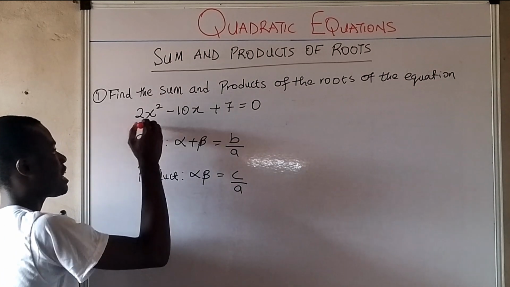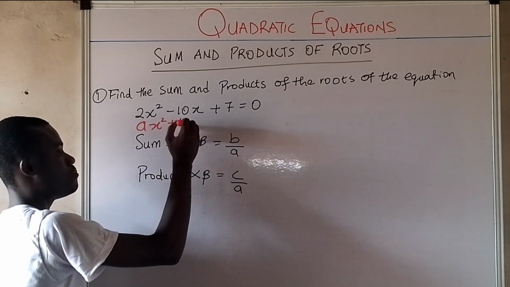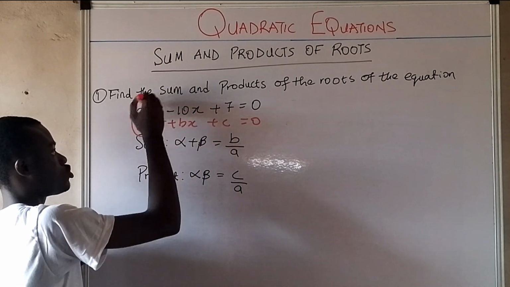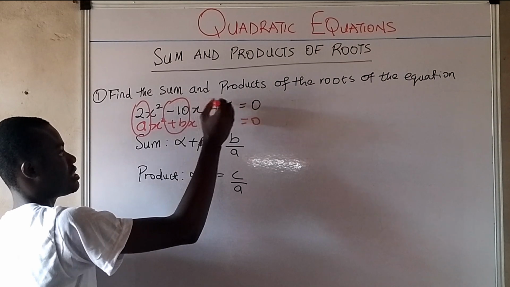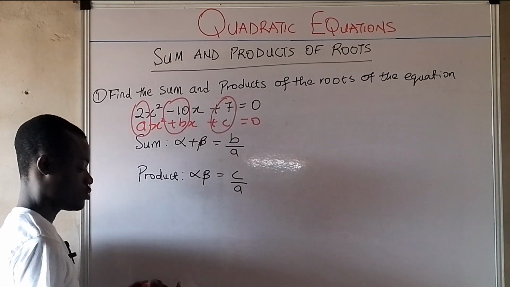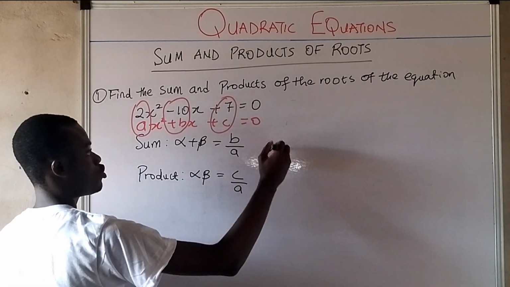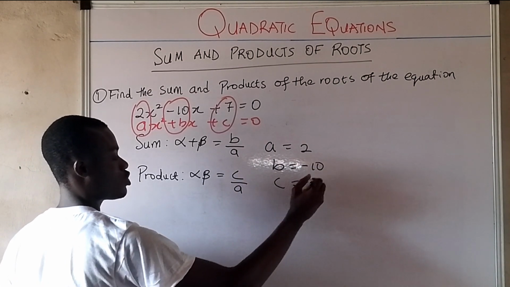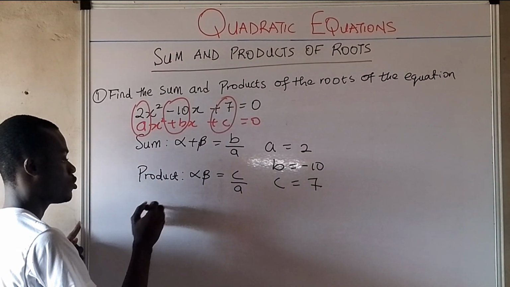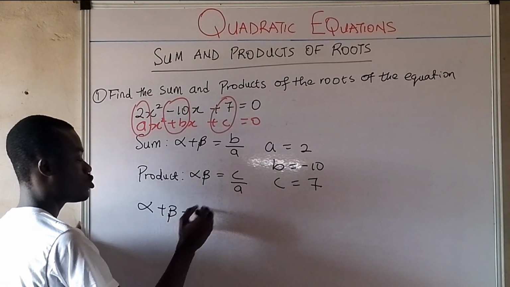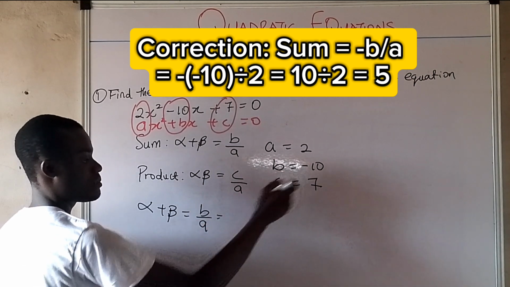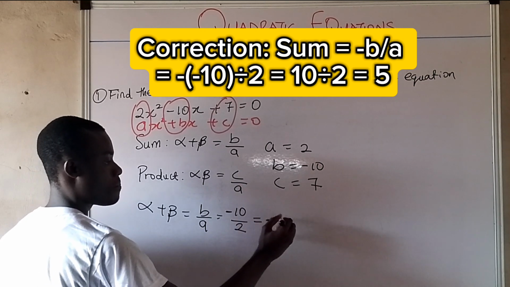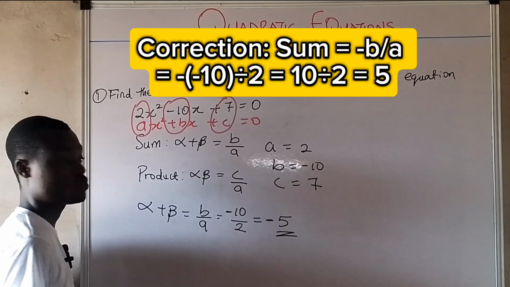Remember that the standard form is ax squared plus bx plus c is equal to 0. So that tells us that a is 2, b is minus 10, and c is plus 7. So we have a equals 2, b equals minus 10, and c equals 7. So for the sum, which is alpha plus beta, equal to minus b over a, b is minus 10 and a is 2. So therefore the sum will give us 5. So the sum of the roots is equal to 5.